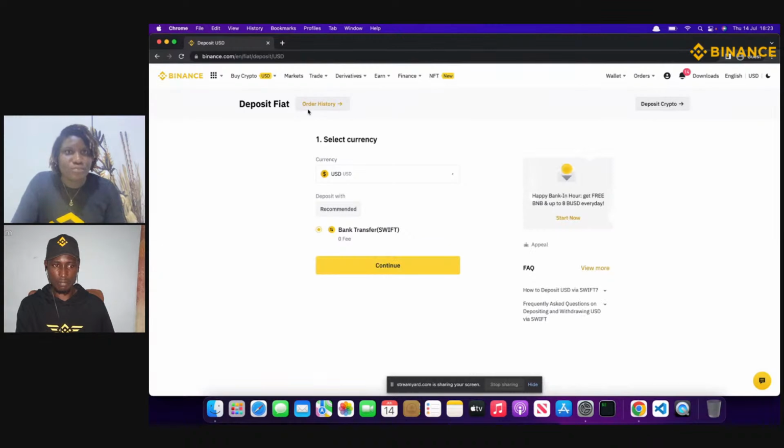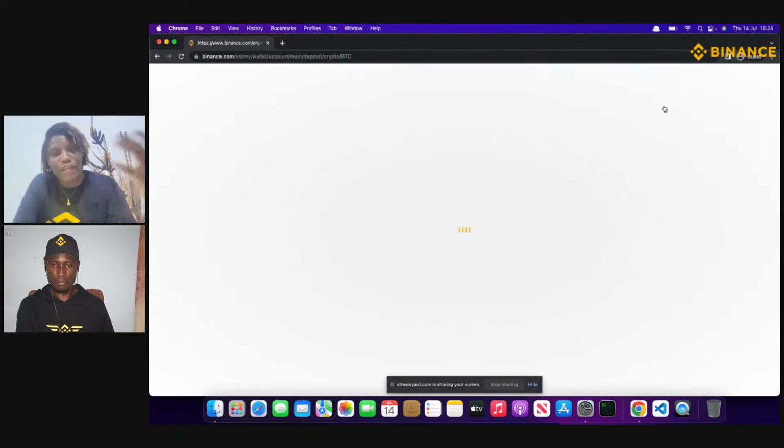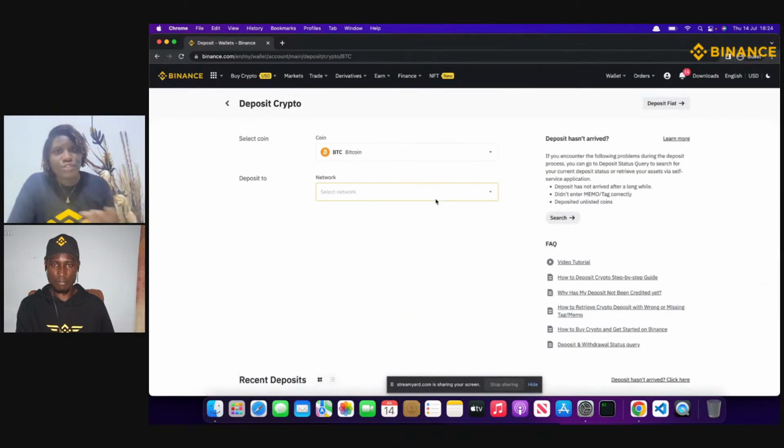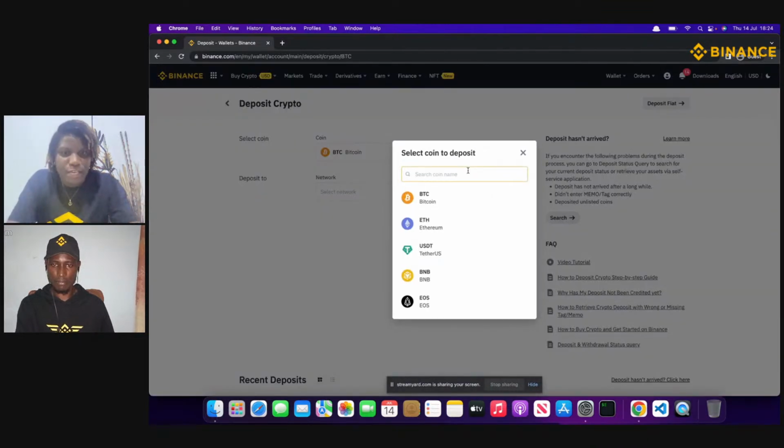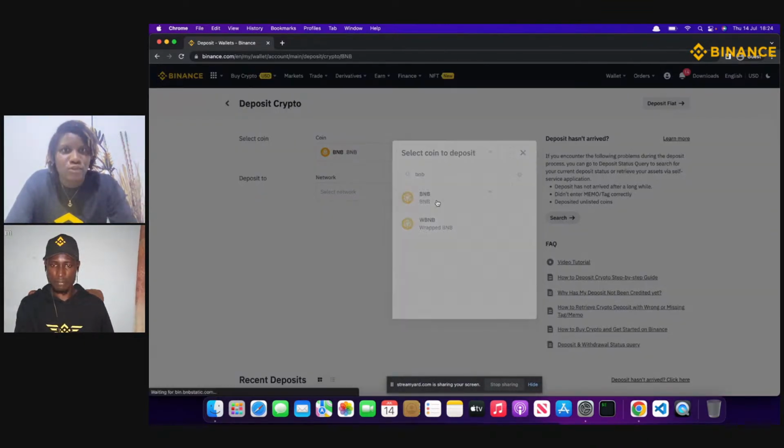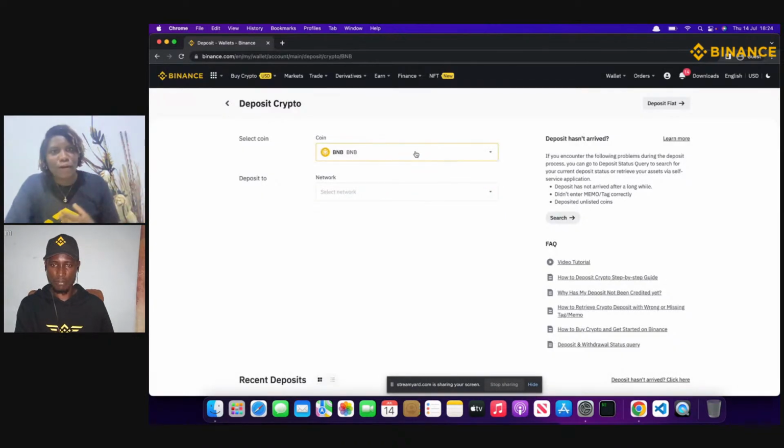Okay, this is deposit fiat. So this is deposit fiat. You can actually deposit crypto. So when you come to deposit crypto, you choose the coin. Okay, so your friend says, I want to send you BNB. So you just type in BNB here, and then please be very careful about whichever coin you are selecting, because if your friend is sending you BNB and you send another wallet address, you're going to lose your crypto.